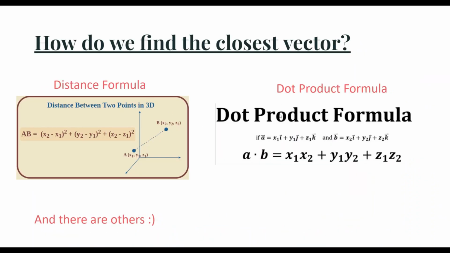Another way to look at it is using the dot product formula. This is essentially like cosine similarity, if you've heard of it. The idea is, if two vectors are similar, they're going to have a larger dot product. So there are other ways to determine how similar two vectors can be. This is just an example.